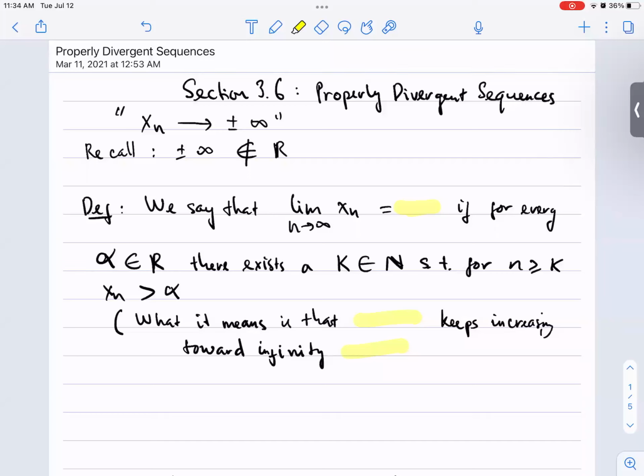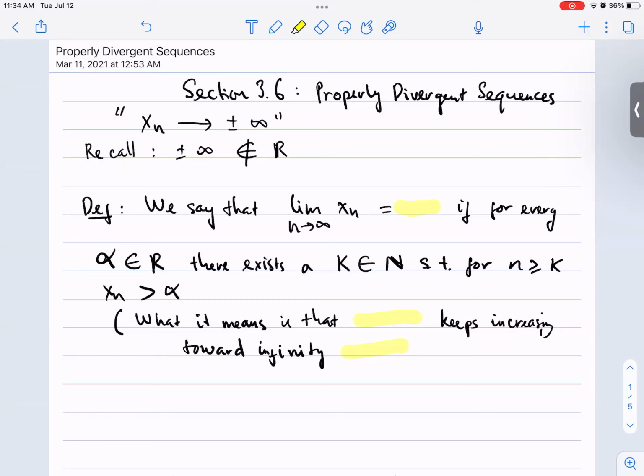So basically, we will explain the meaning of a sequence converging to plus or minus infinity. Recall that plus or minus infinity are not numbers. They do not belong to the set of real numbers. They are just symbols to convey certain meaning. Now, here is the definition.